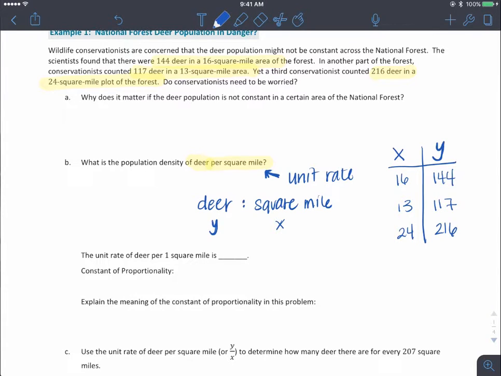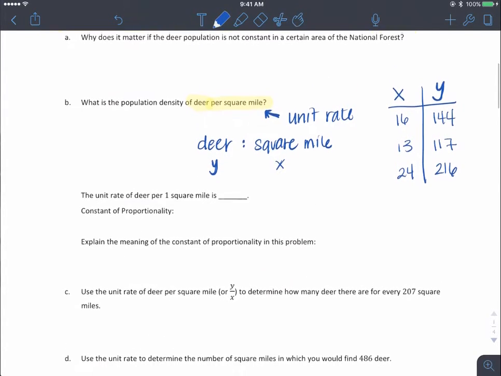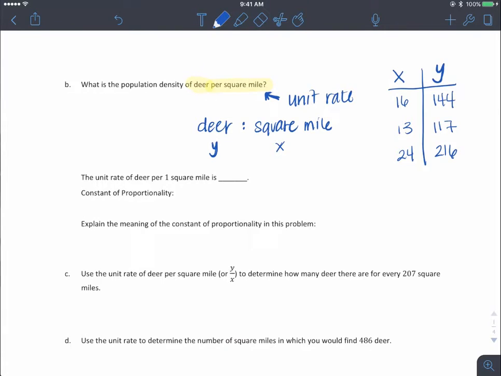Okay, so you should be able to find the unit rate. Go ahead and pause this video and find the unit rate on your own. Okay, welcome back. So you should have found that our unit rate per 1 square mile is 9. And so then our constant of proportionality, we're using that k, is equal to 9.